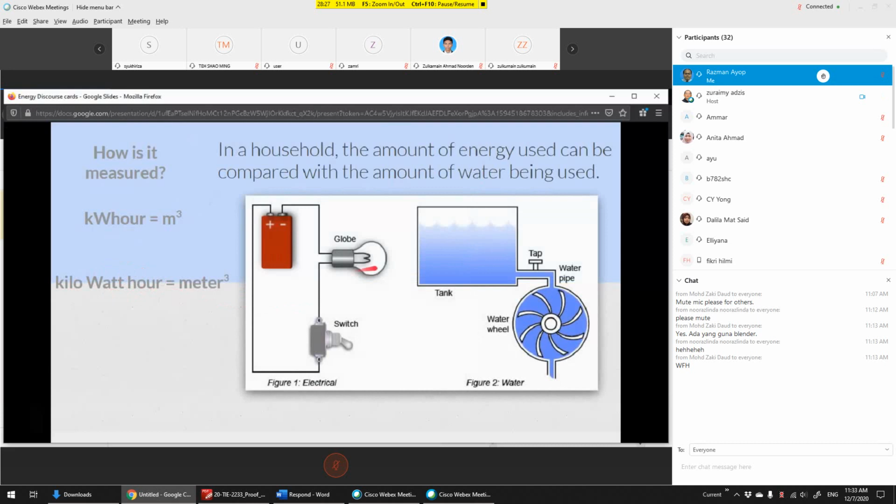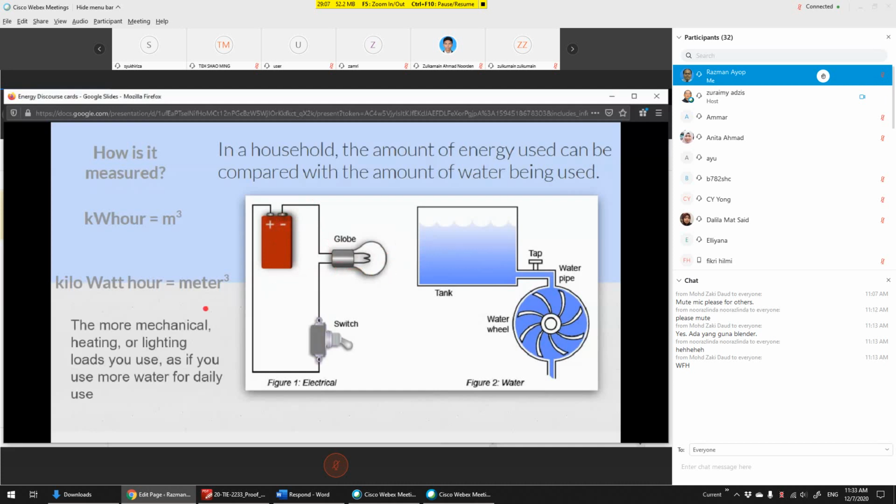So this is the idea. Even though this is just a water tank, when water flows, it turns the water wheel, and then the amount of water inside this tank will reduce. If you compare with the electrical circuit, this is the work done in lighting up this lamp globe. This lamp is taken from this battery, and the charge inside the battery will also reduce. Why? Because the charge has been used to produce light.